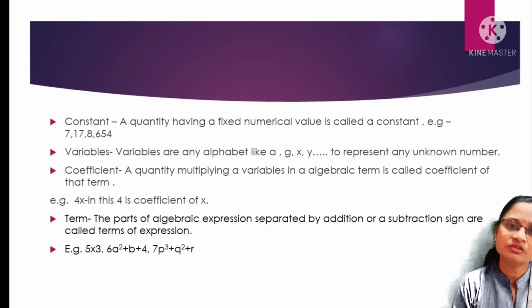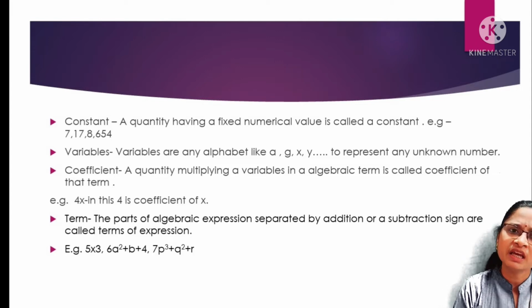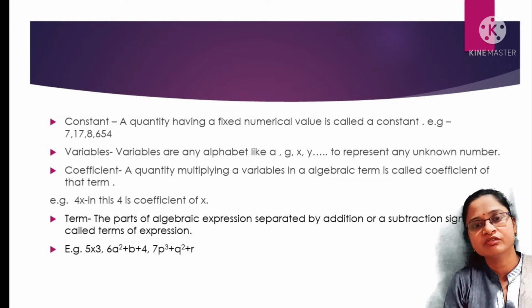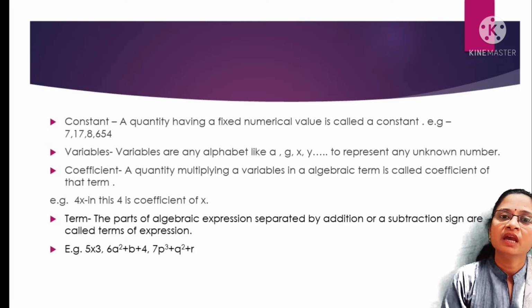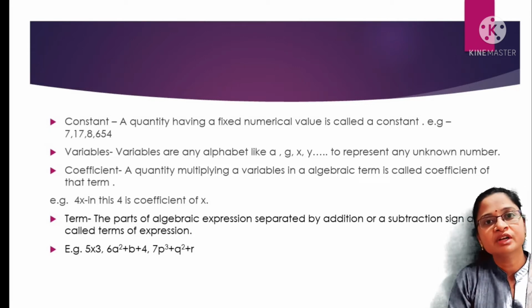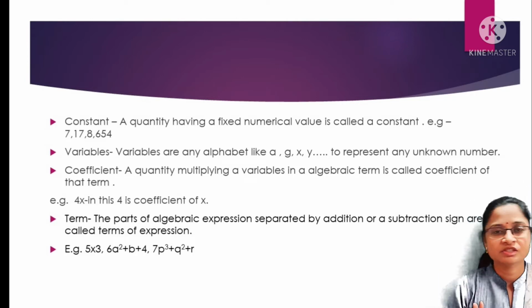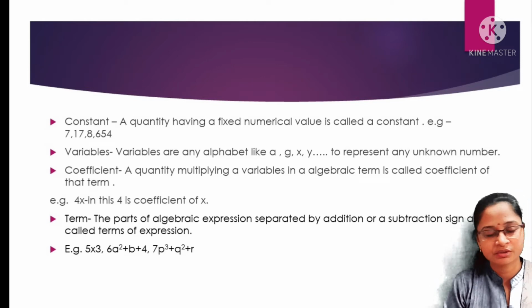Then the second is variable. Variables are alphabets such as A, B, C, P, Q, R, X, Y, Z, any alphabet used to represent unknown numbers. Suppose we don't know the exact value of a number, we can consider it as an alphabet, X, Y, any alphabet.